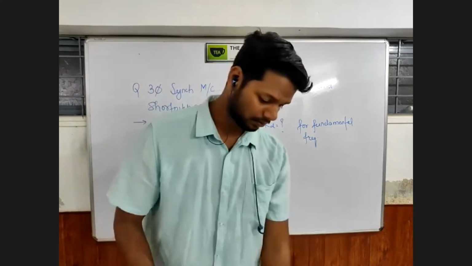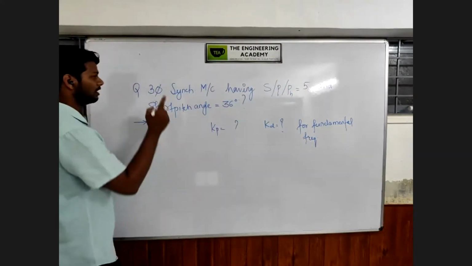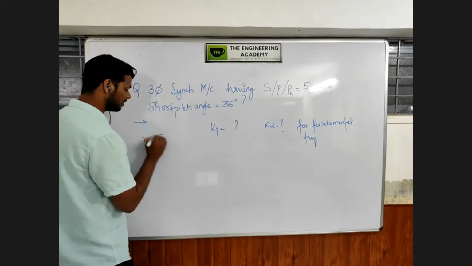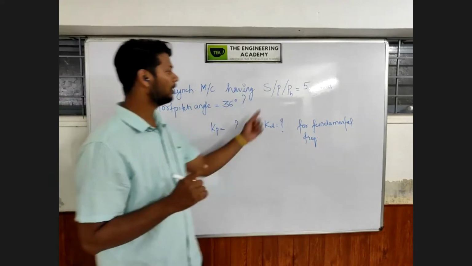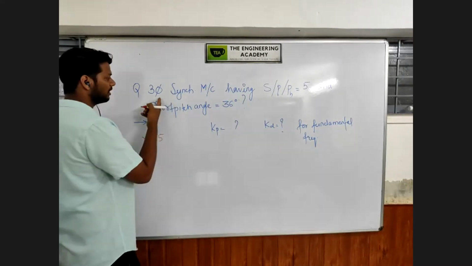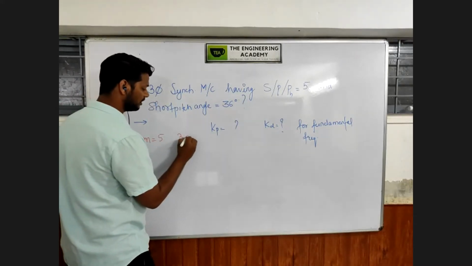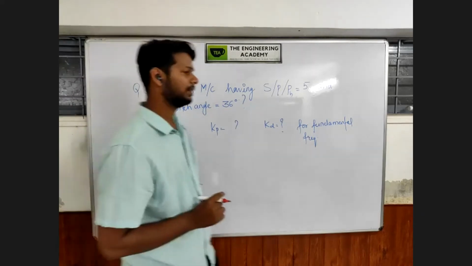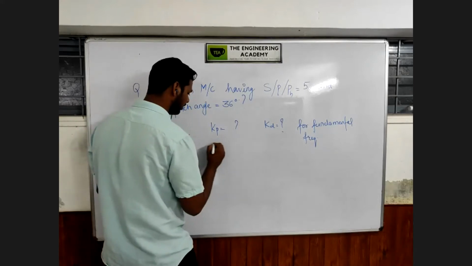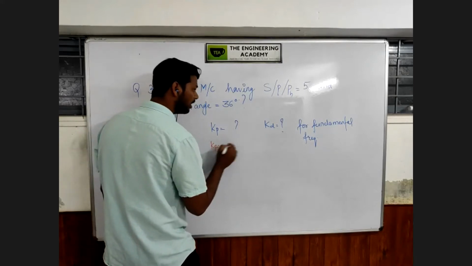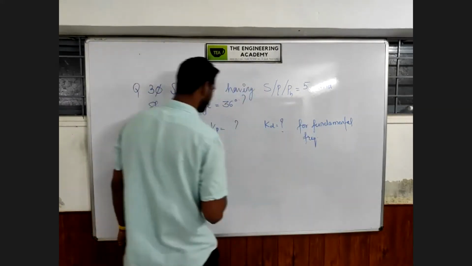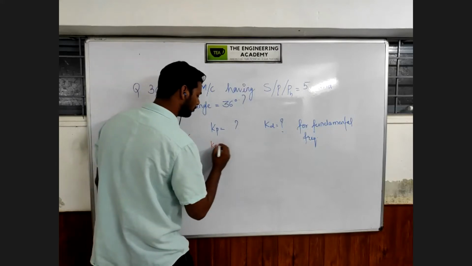Okay, listen. What have they given in the question? Slots per pole per phase, which is M, is equal to 5. Also, they have given that it is a three-phase machine. Now we have to find Kp and Kd, both for the fundamental frequency. What is the formula for Kp?